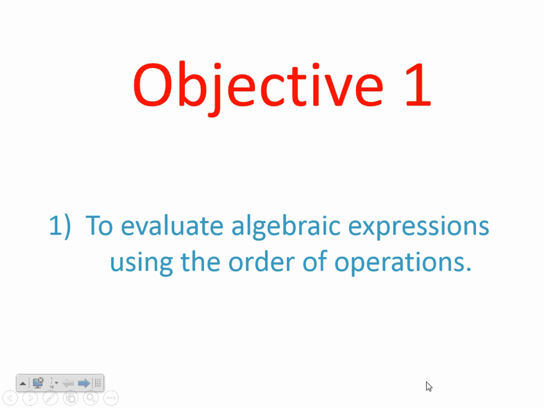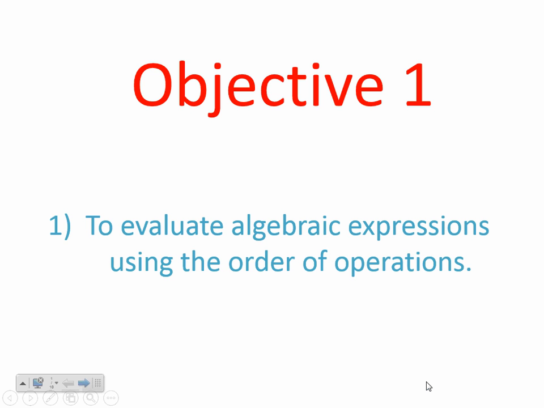All right, so this is going to be objective 1. We are going to evaluate algebraic expressions using the order of operation. What's an objective? Something you want to get done, something you hope to accomplish, okay? So today we are going to evaluate algebraic expressions using the order of operation. Stuff you've already done. We are in the intro to algebra. This is 5th, 6th, and 7th grade review. Here we go, okay?